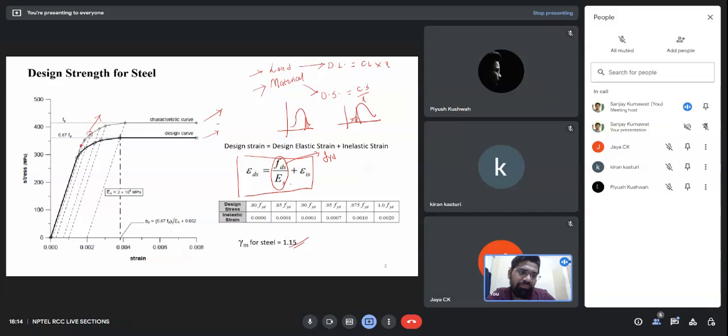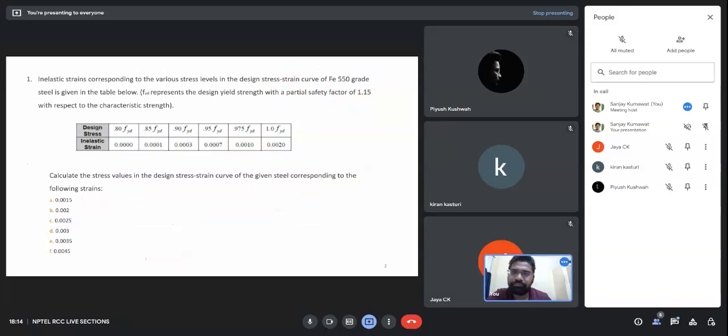Okay, so FYD is the design yield strength, and this whole ratio gives me the elastic strain. When I add this elastic strain to the inelastic strain, I get the design strain, that is the total strain in my bar. Okay, fine. I think things will get clearer when I take the problem in the coming slide. So let's move on to the problem.